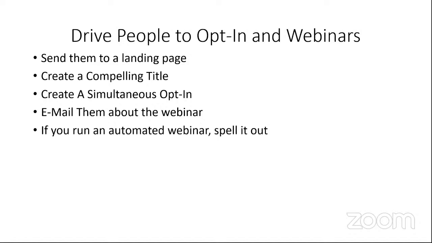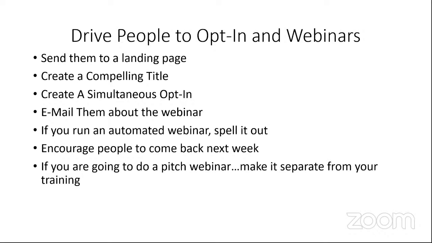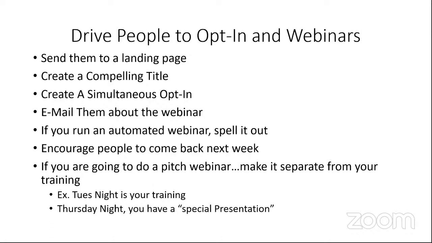And then if you're going to run an automated webinar, I don't suggest that. If you're going to be working with local people, just make sure you spell out that it's going to be automated, and then keep encouraging people to come back every week. If you're going to be doing a pitch, don't do that during your weekly workshop and your training. Do it the way that I'm doing this one right now. For example, I'm doing this on Tuesday night. That's the way you do yours. You can do a Tuesday night, Wednesday night, Thursday night, whatever the case is. And then, let's say on a Thursday night, you're going to do a special presentation. That's how you would do your pitch webinar. So again, make sure you're driving people all the time to your opt-in and to your webinars.